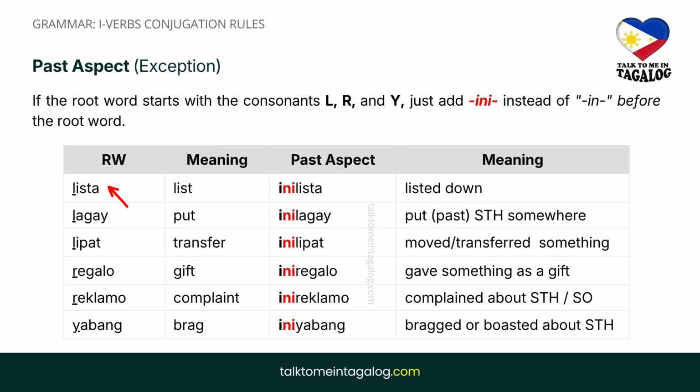Root word lista, meaning list. Following the pattern we learned, let's place ini before it so it becomes inilista, meaning listed down something. Next we have lagay, meaning put. Inilagay: put something somewhere. Lipat, meaning transfer. Inilipat: moved or transferred something.